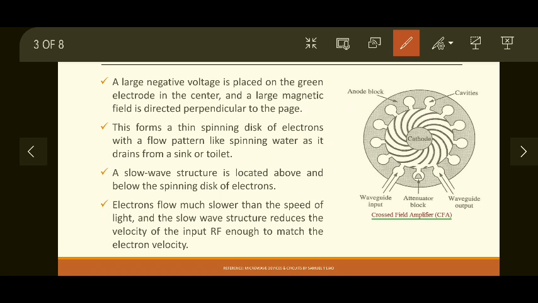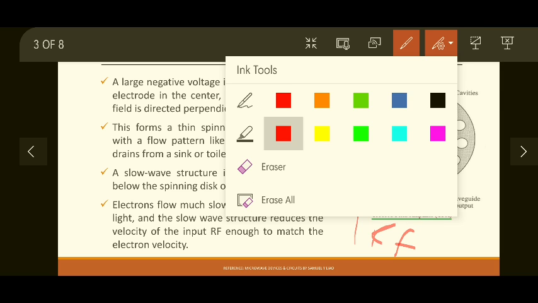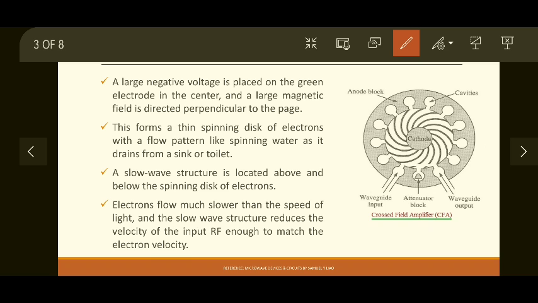The electrons flow much slower than the speed of light, as we know, and the slow wave structure reduces the velocity of the RF input. Here we are giving the RF input, which we want to amplify. This will slow down the movement of the traveling wave. The RF is slowed down by the helical structure or folded back line slow wave structure. So both are slowed down to match the electron velocity.